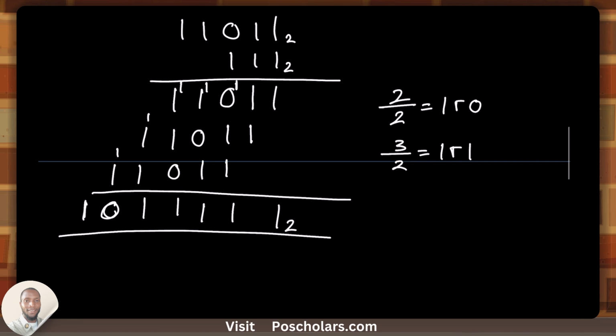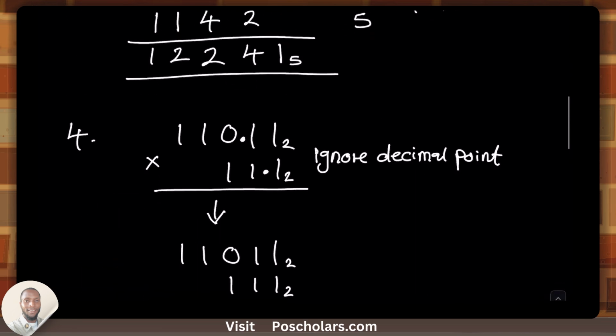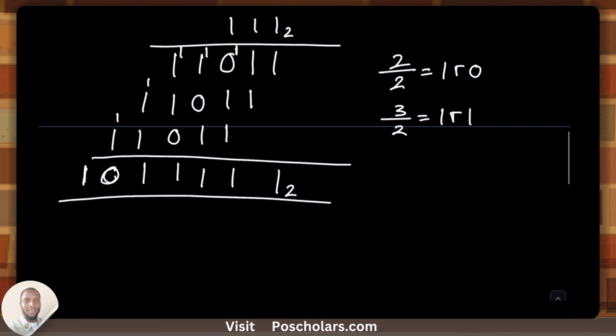But remember, we are working with binary points. Don't forget. So how many digits do you have after the binary point? First digit, second digit, third digit. So you count 3 digits, 1 2 3. So the binary point will be here, and this is exactly the final answer.